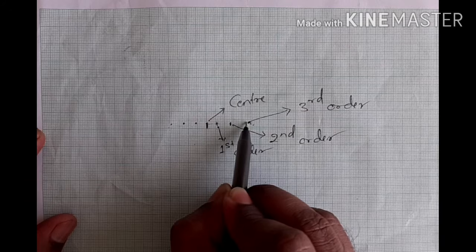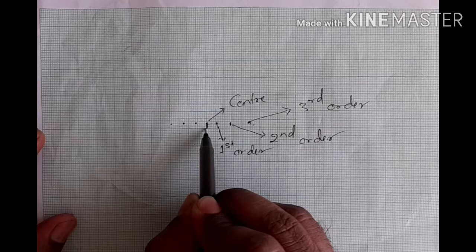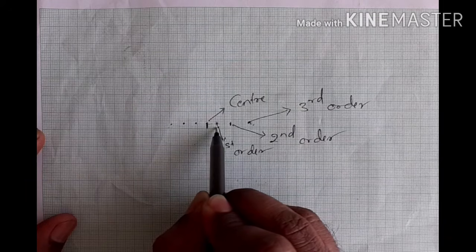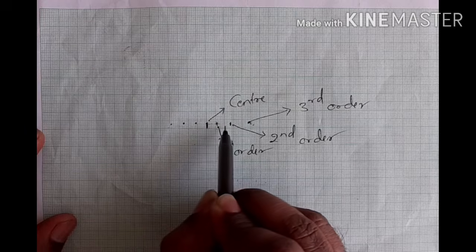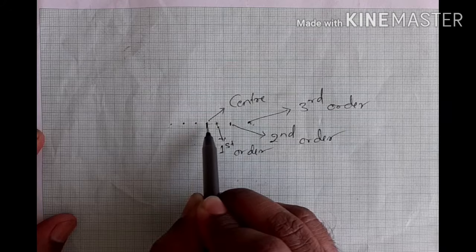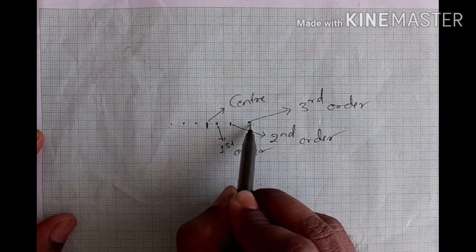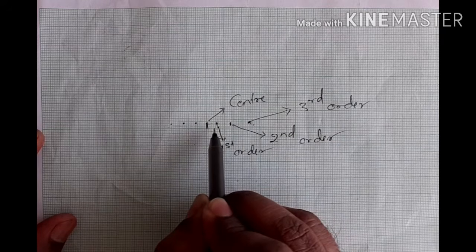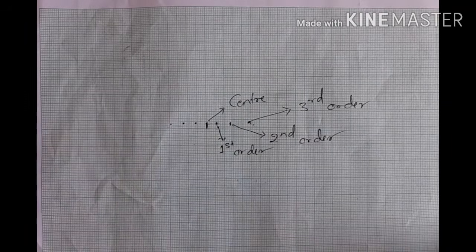Now we have to measure the distance from the central maxima to the first order. What is the distance between this point and this point? The second reading will be the distance from this point to the second order, and the third reading will be from the center to the third point. So we should take the readings with respect to the center. Similarly towards the left hand side, I have taken readings and noted them down over here.